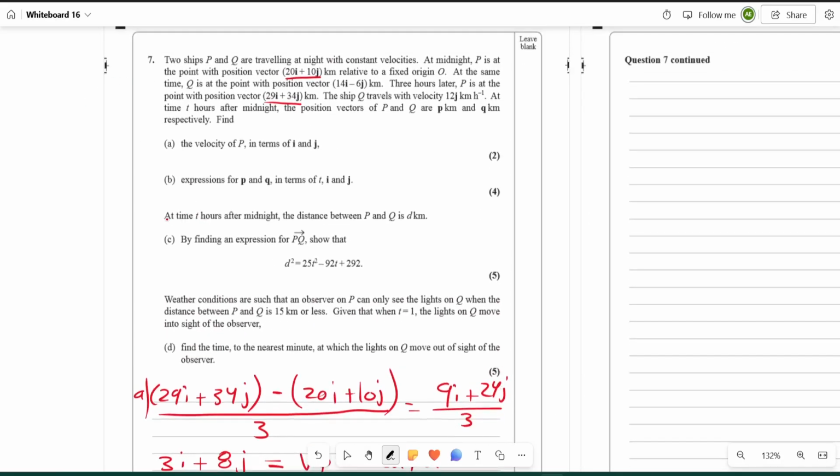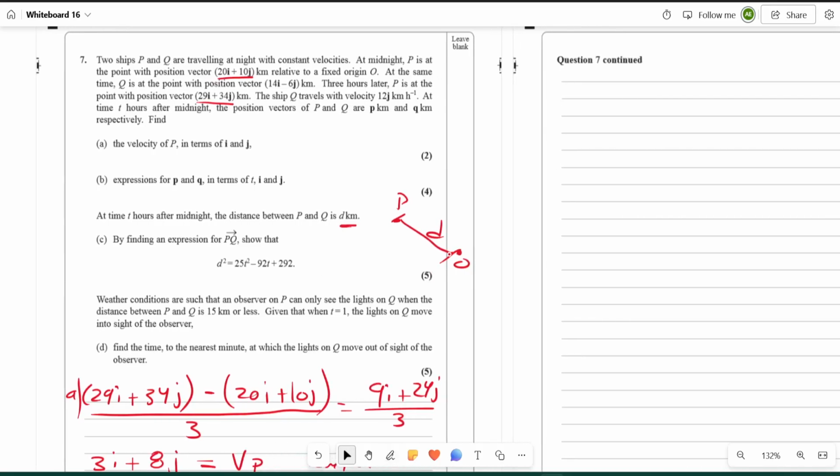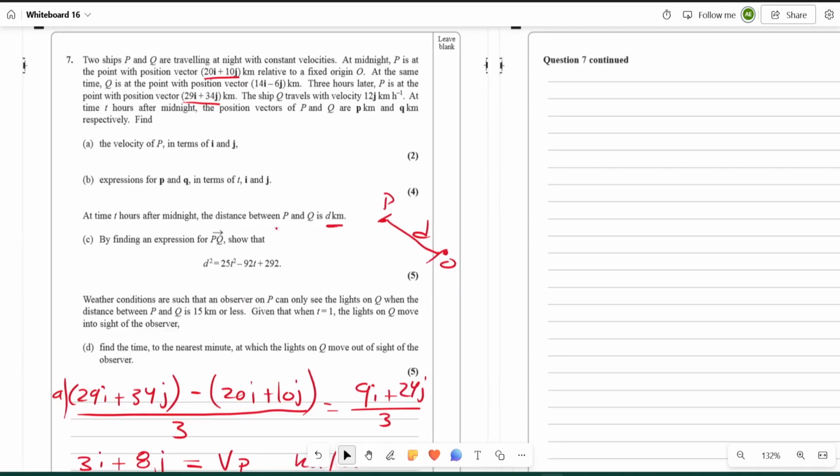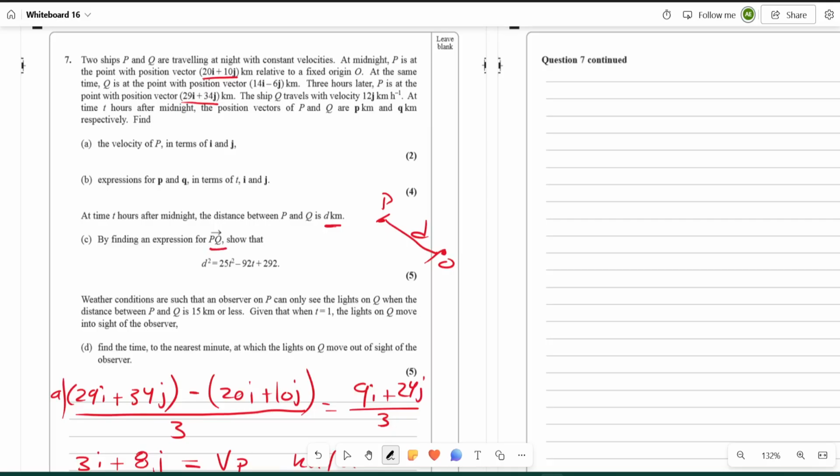Now, the question says, at time t hours after midnight, the distance between P and Q is d kilometers. So if P is here and Q is there, this distance we call d kilometers. By finding an expression for PQ, show that d squared is equal to this. And it's a 5 marker. First of all, I need the distance, so I need to find the vector PQ, or the vector from P to Q.